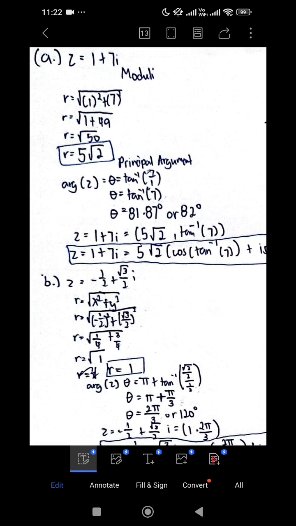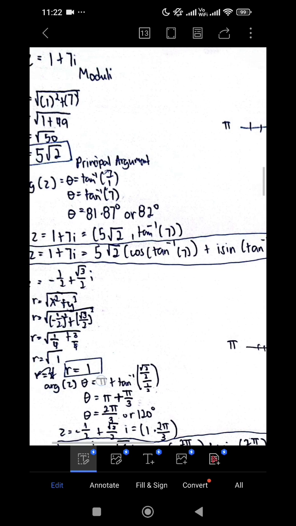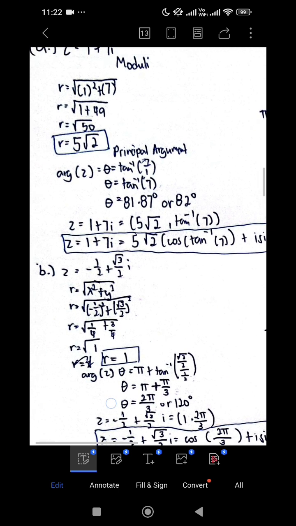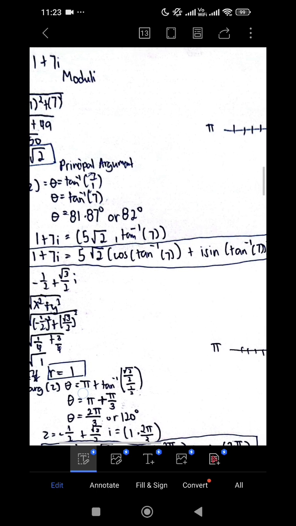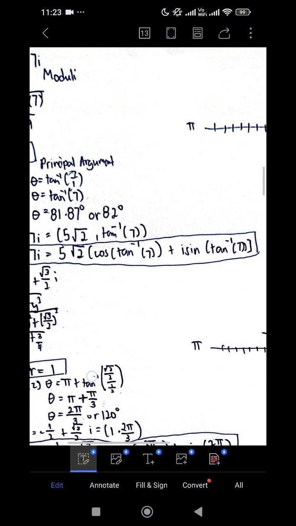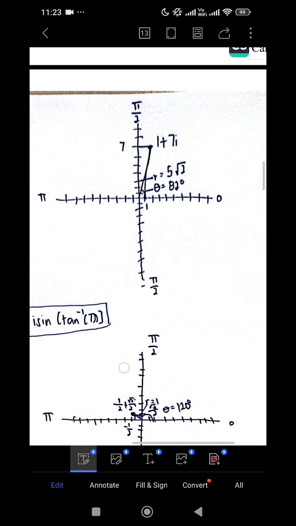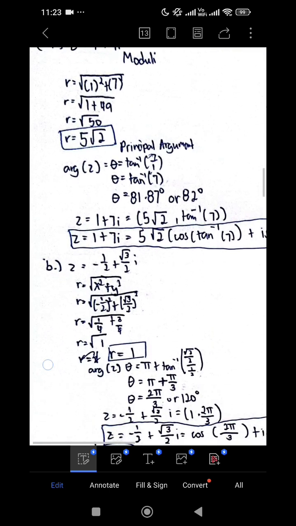Then we substitute the value again. So z is equal to 1 plus 7i is equal to 5 square root of 2 times tangent raised to negative 1 of 7. Then the final answer will be z is equal to 1 plus 7i is equal to 5 square root of 2 times cosine of tan raised to negative 1 of 7 plus i sine of tan raised to negative 1 of 7. That is number A, and here's the graph. We just follow the final answer and the given.